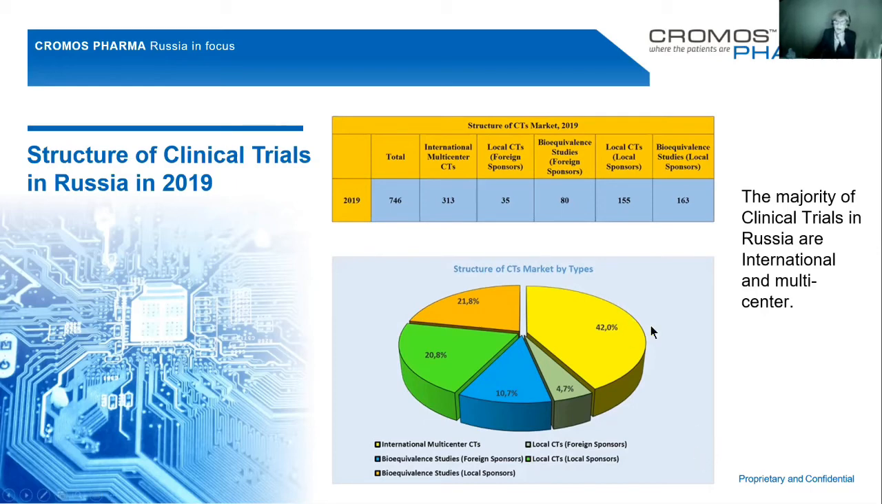As you can see here, the 42%, the big pie here, indicates what percent of Russian studies are international multi-center, which obviously probably means FDA, EMA, and other large bodies. And so, sponsors who ask me, do you guys understand GCPs? I understand they don't know, because they haven't worked in Russia.